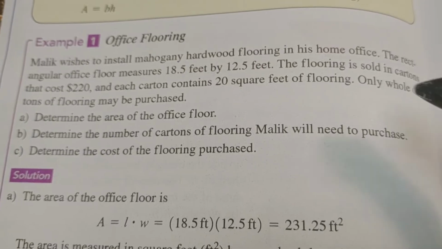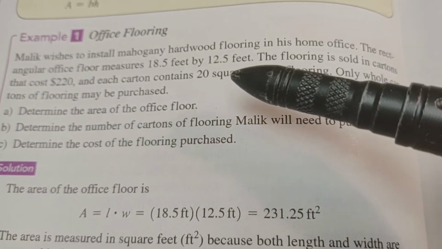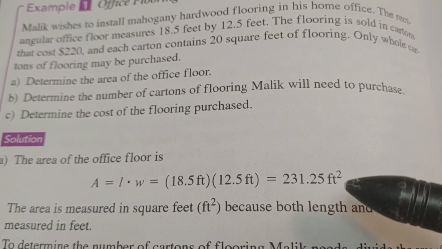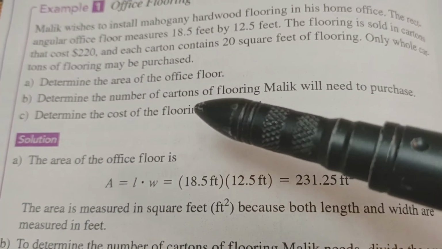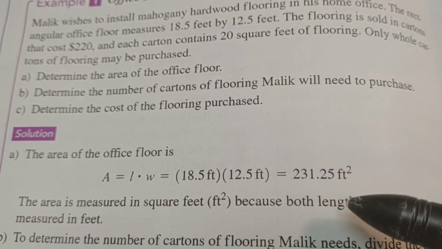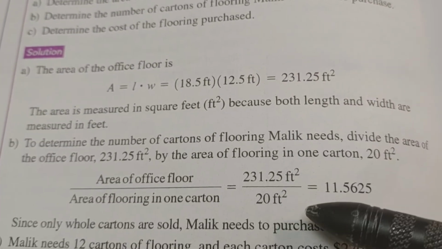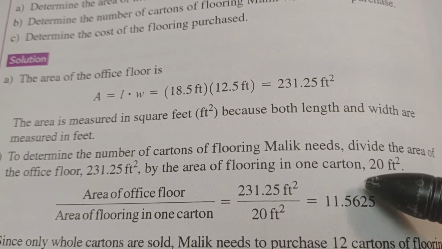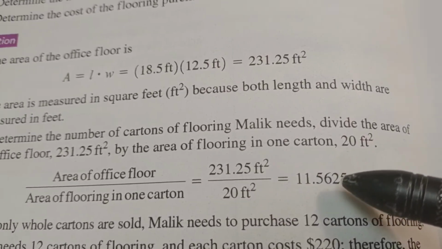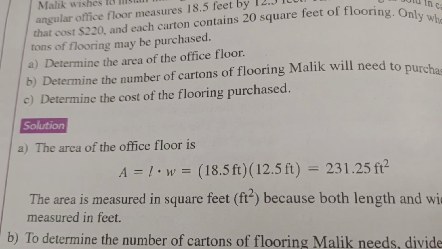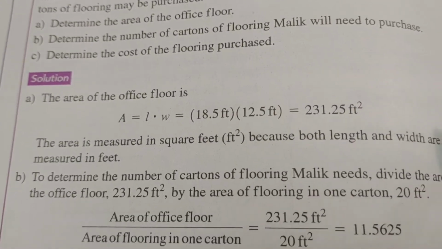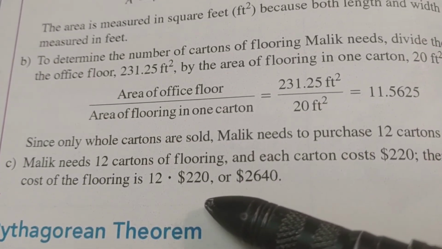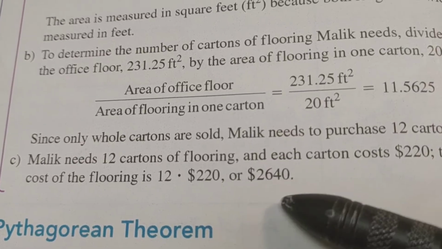So the first thing we're going to do is determine the area of the floor. We're going to take 18.5 times 12.5. We get 231.25 square feet. Determine the number of cartons of flooring he'll need. So now we're going to take this and divide by 20. We need basically 11 and a half cartons, but they don't sell half cartons, so we're going to have to go with 12. Determine the cost of the flooring purchase. So now we're going to take our 12 cartons and multiply times $220, and it's going to cost us $2,640.